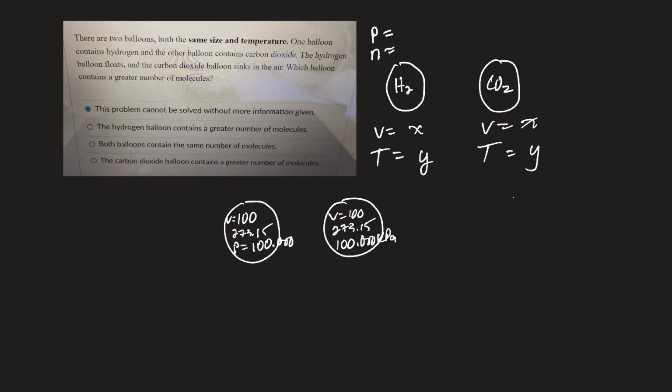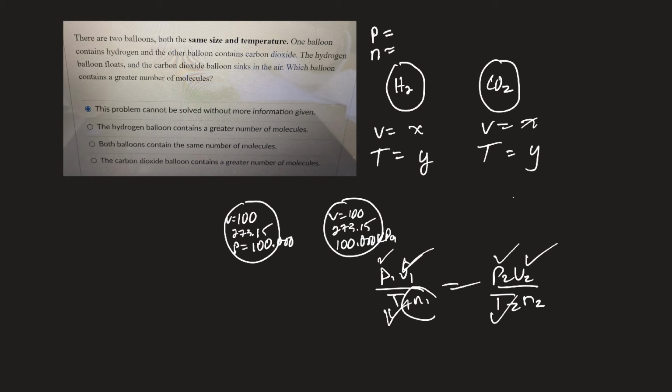Now, if we were to do our combined gas law, P1V1 over T1N1, P2V2 over T2N2, if the two pressures are the same, the two volumes are the same, and the two temperatures are the same, it has to be that those two moles are also the same. So I'd have to say that they both contain the same number of molecules. Carbon dioxide is heavier than hydrogen, but just according to our universal gas law, they should have the same number of molecules.